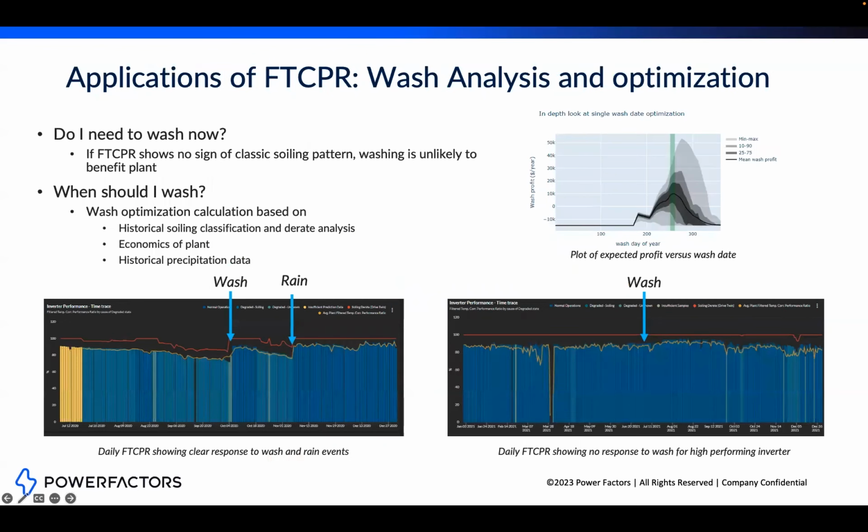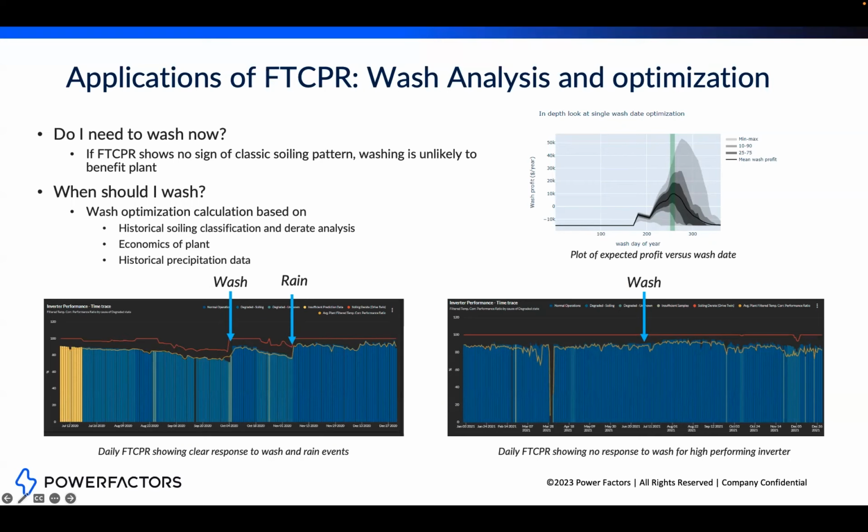So once we have the classification of historical soiling derate, we can use that for wash optimization. One of the most common questions we get from customers is, should I wash now? Generally, if FTCPR shows no signs of soiling, a wash is unlikely to improve performance, even if panels look visually soiled. We've not studied this in depth, but anecdotally from talking to customers, most are doing too much washing and washing at the wrong time. So following a KPI like FTCPR can help give customers confidence in when to wash.